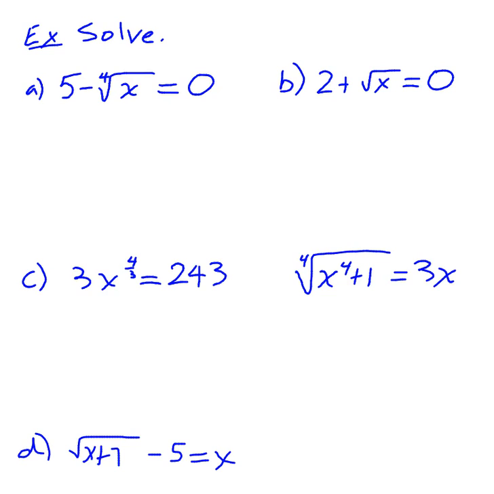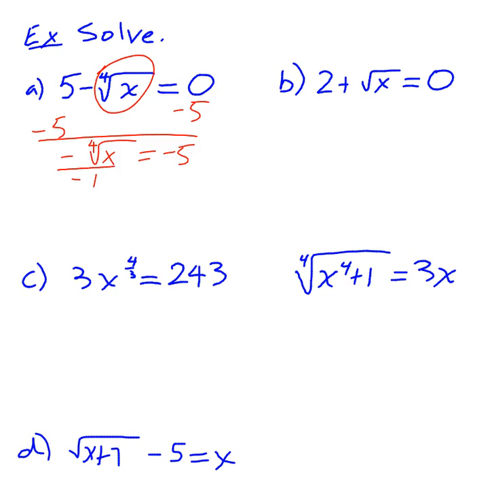Take a look at this first example. I've got 5 minus the 4th root of x equals 0. Well, guys, let's make sense of it. I only have the one radical in the problem, so I've got to get that x alone. Well, to get the x alone, I'll move the 5 across first by subtracting 5. I get the negative 4th root of x equals negative 5.